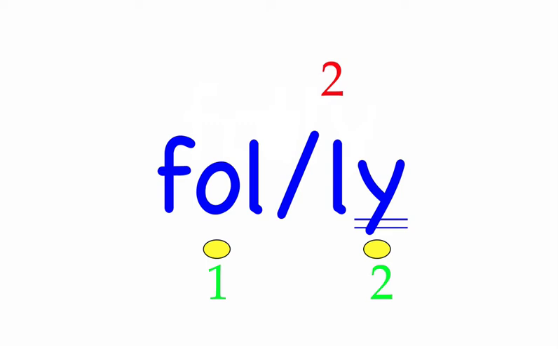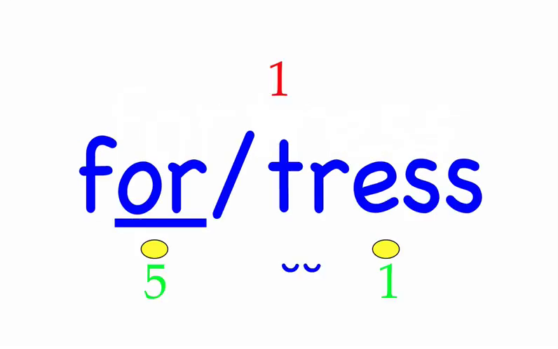Fortress. We must defend our fortress. For, 2 sounds: F, or. Tress, 4 sounds: T, r, e, s. Fortress. Mark the word. Again, TR is a blend. We must indicate it's a blend so that the two letters remain together.